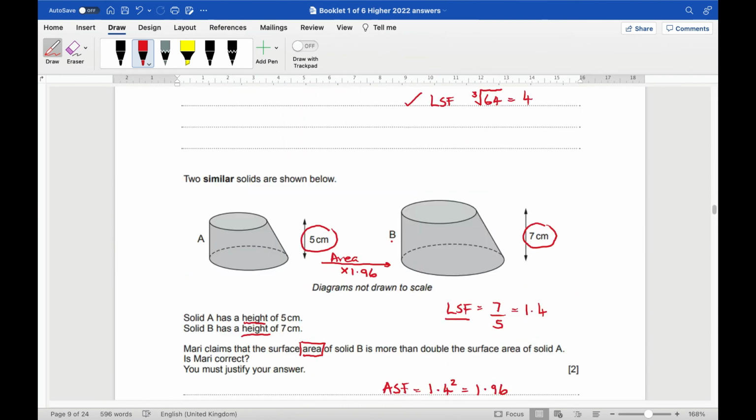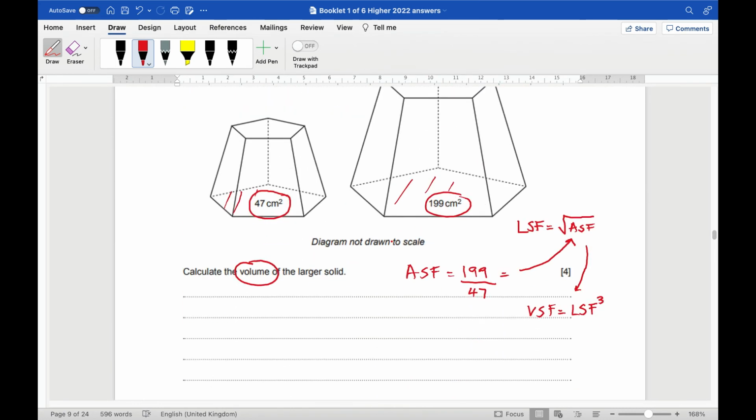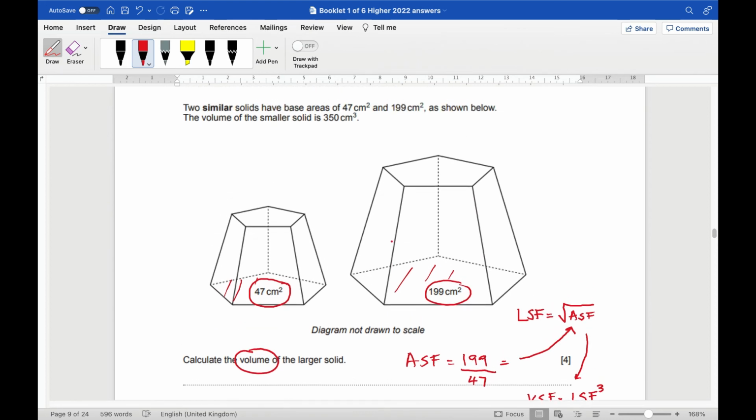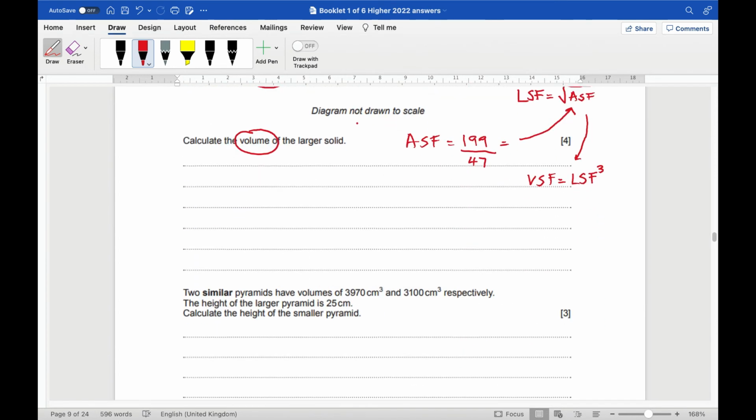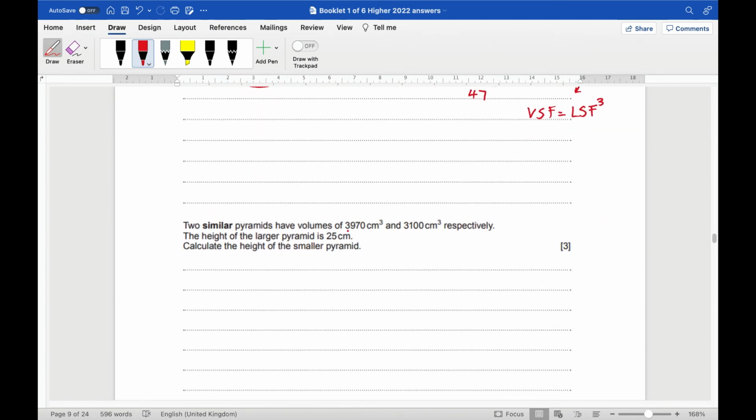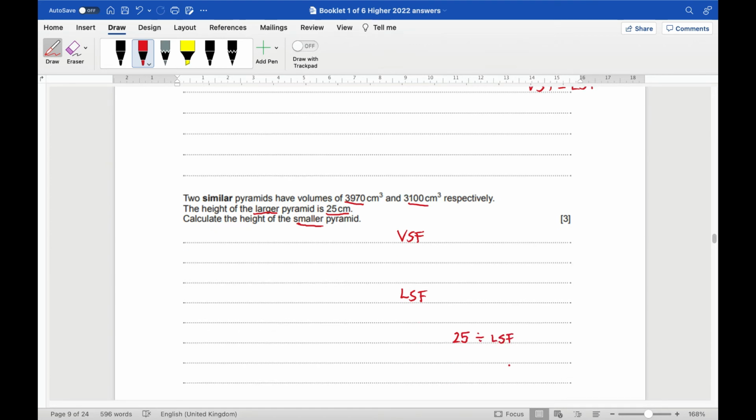Okay, I'll leave you to finish that question off, I think. Unless there's anything difficult. To calculate the volume of the larger solid, well, you're told the volume of the smaller solid. You know your volume scale factor. You can times by it to get the larger volume. And the last one, volume and volume. Work out your volume scale factor. Height of the larger pyramid is 25, so work that out and use it to get that. And because this is the larger pyramid and I want the smaller pyramid, we're going to do 25 divided by your length scale factor. Quite a nice question, I think, for a higher tier topic.